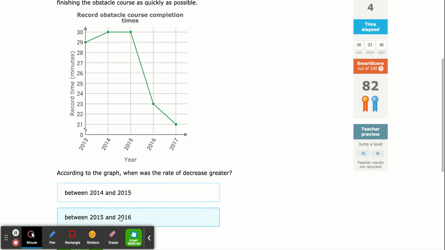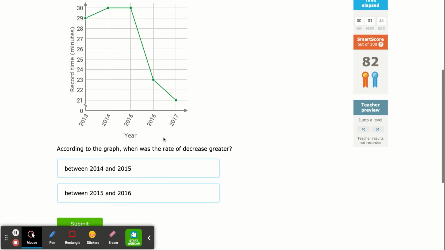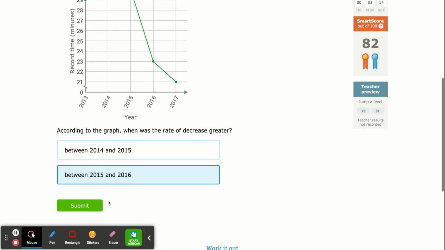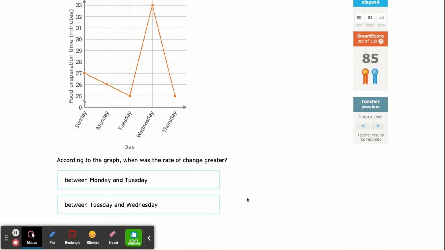But between 2015 and 16, we went down. So which is the greater rate of change? Oh, when was the rate of decrease greater? So it's important that it's decrease, obviously 2015-16, because there's a difference between increase and decrease, right? When was the rate of change greater? Between Monday and Tuesday, or between Tuesday and Wednesday? Well, Tuesday and Wednesday was a far steeper slope.